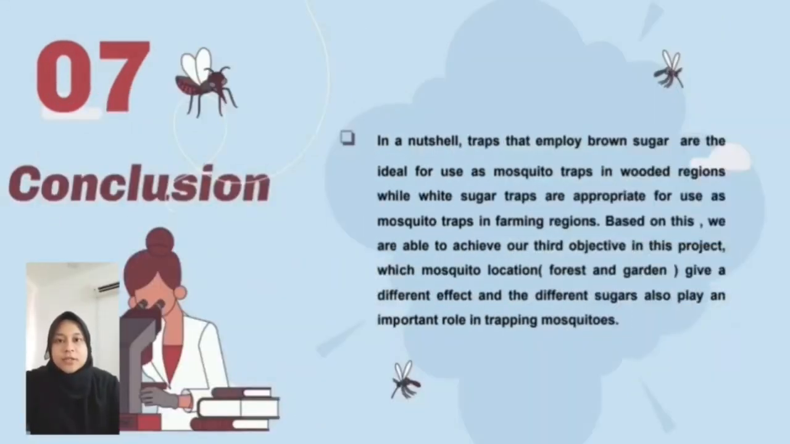In a nutshell, traps that employ brown sugar are ideal for use as mosquito traps in wooded regions, while white sugar traps are preferred for use as mosquito traps in farming regions. Based on this, we are able to achieve our third objective in this project, which is that mosquito location in the forest and garden gives different effects, and the different sugars also play an important role in trapping mosquitoes.